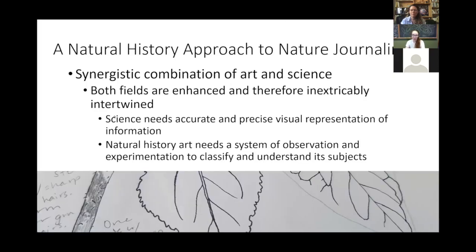So a natural history approach to nature journaling is a combination of the more art-minded side of things and the science-minded side of things. And this synergistic combination enhances both fields, and really they would both be impoverished without the other. Science needs accurate and precise visual representation of information, and natural history art needs science to help understand the subjects that are being drawn. And science also needs, I think, that sense of wonderment and curiosity to inspire and propel the more hard science, little nitty-gritty aspects of it.